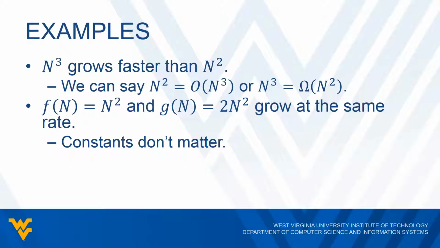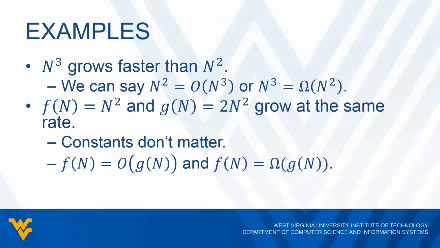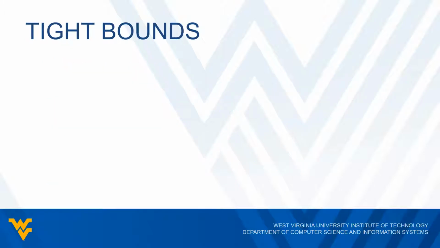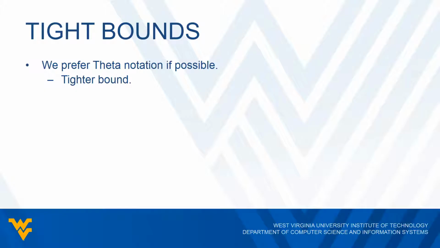So what this means is f of n is O of g of n, and f of n is also omega of g of n. And if you remember from our rules, since f of n is both O of g of n and omega of g of n, then that means f of n is theta of g of n. If we can denote the running time using theta notation, that is actually preferred, and this is because it's a tighter bound. Now, what do we mean by a tighter bound?